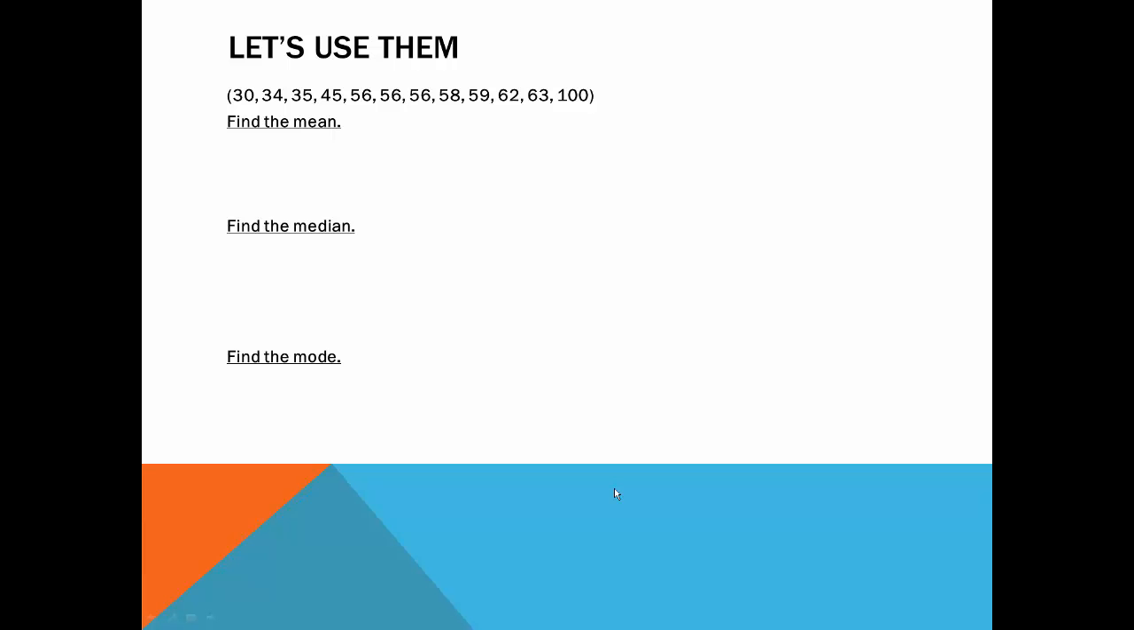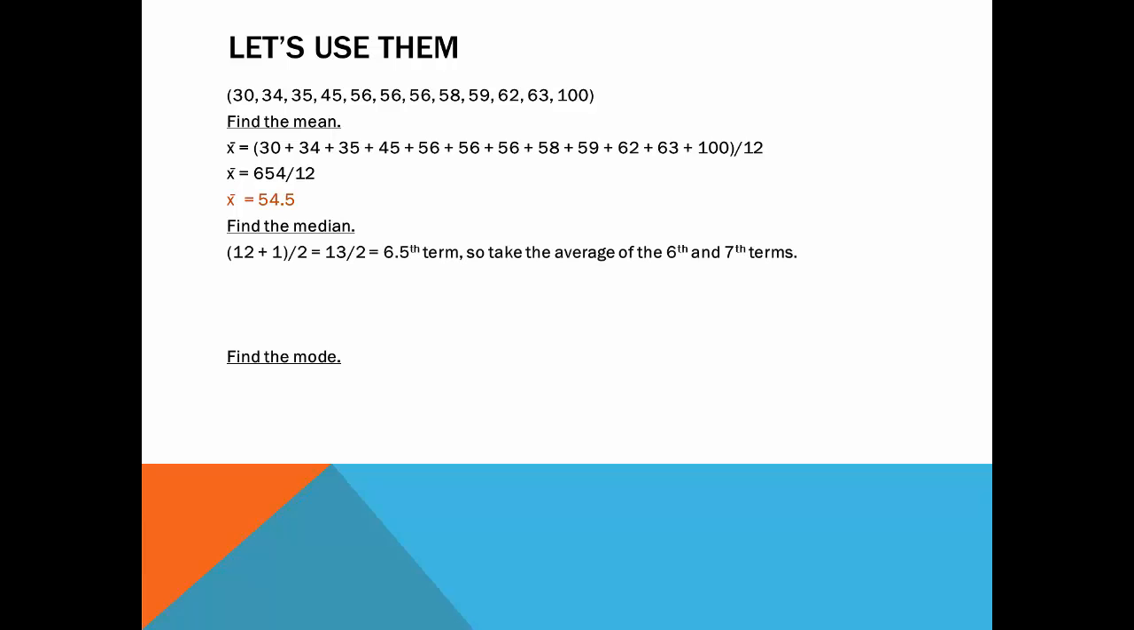Now let's use the mean, median, and mode in this data set. We're going to use the same data set to find all of them. So if we find the mean, we add up all the scores. There are 12 scores. We divide by 12, and we get a mean of 54.5. The median, we take the average of the 6th and 7th term to find that. And the 6th and 7th term happen to be both 56, so the median is 56.